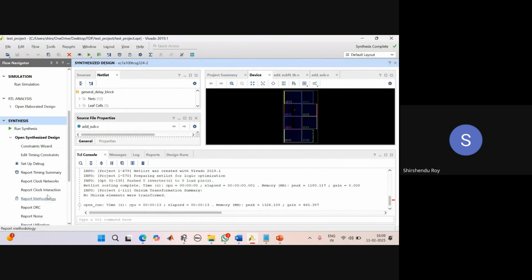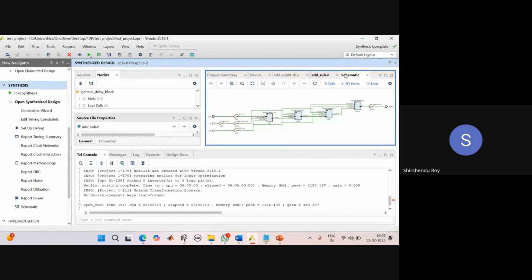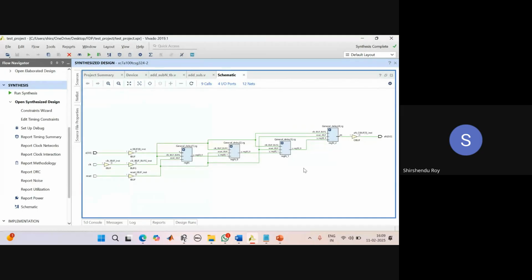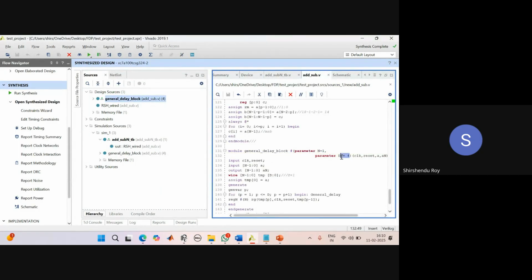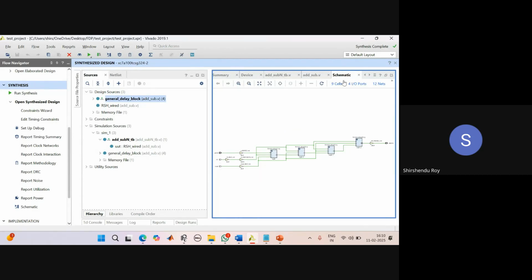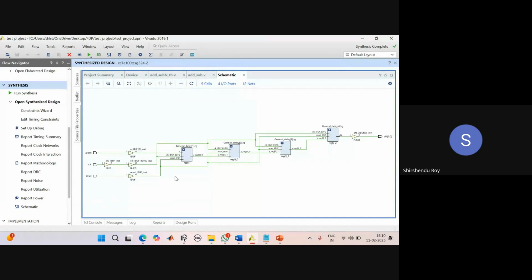RTL schematic. If you see here, this is the first block, this is the second block, fourth block. So in total we have four blocks because in the main design we have given the initial parameter 4. We need to achieve 4 delay only. So 4 delay means 4 registers will be connected serially. Here also you see 4 blocks connected serially.